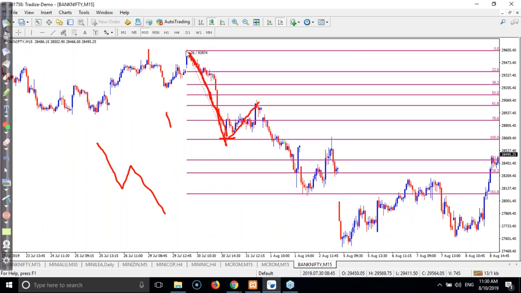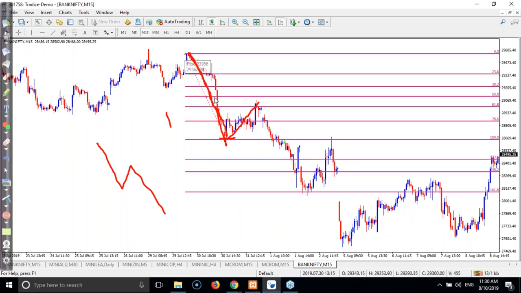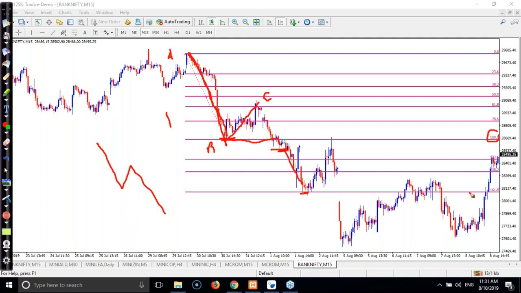You just remember some criteria. Suppose a candle broke this, this is 100%. Have you seen? This is 100%, right? So this is a retracement, C point. This is A point, and this is B point. Once they break this level, we'll place a sell order here. Target is 161, or you can close here, right?